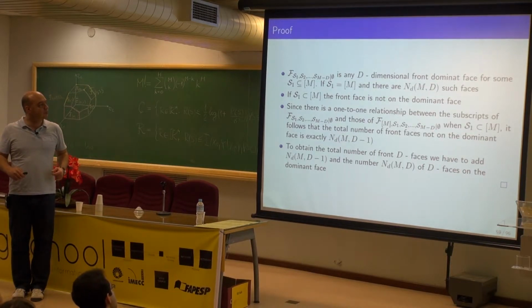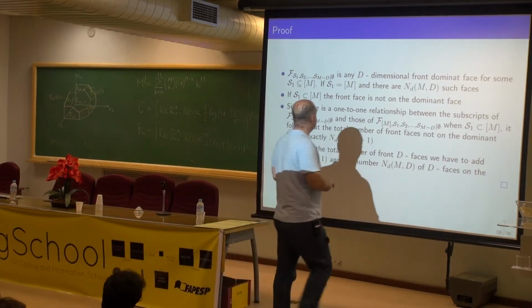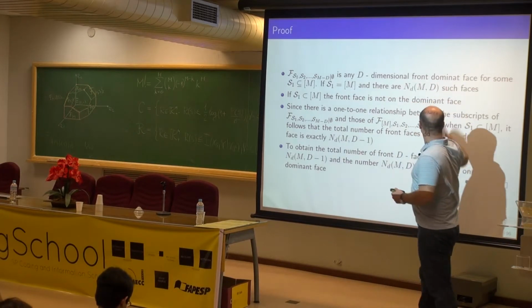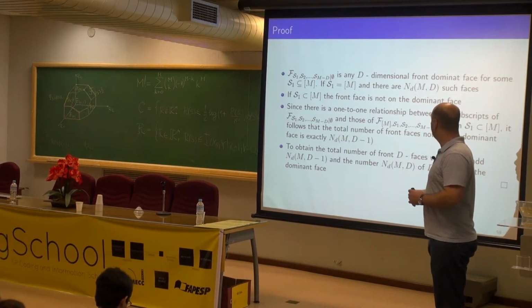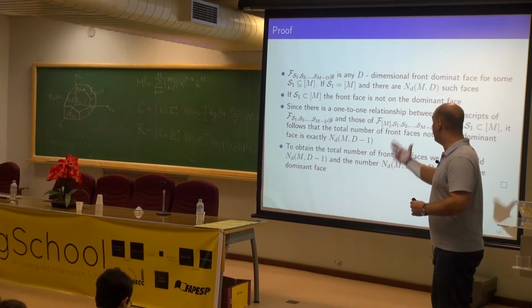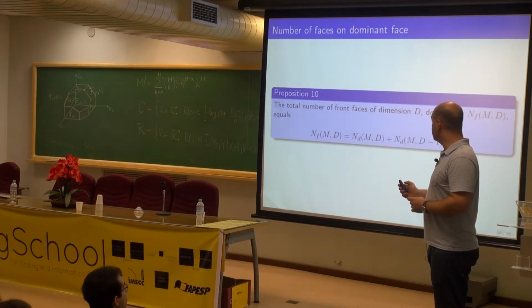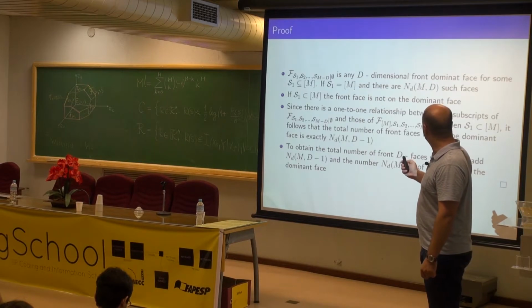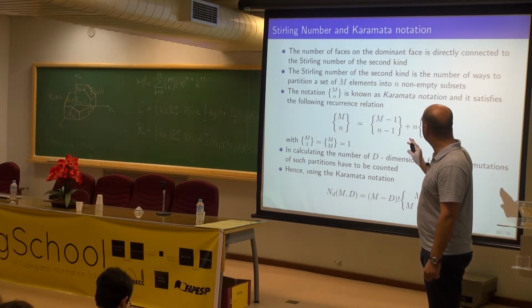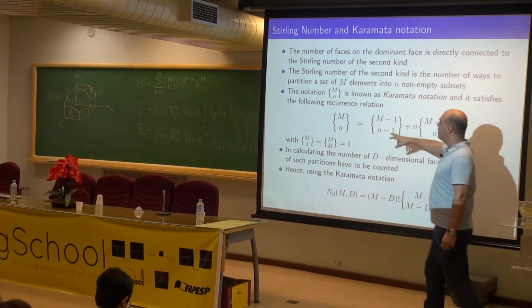So this is the next proposition to show that this is true. I will skip this. What I say is that any d-dimensional front face is some dominant face. So as I said, we have only dominant faces, and we use this recursion formula, and then we develop further. What is the total number? Okay, here maybe I can make a little intermezzo. This is the Stirling number, and we have this notation.